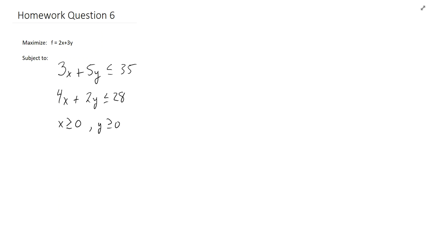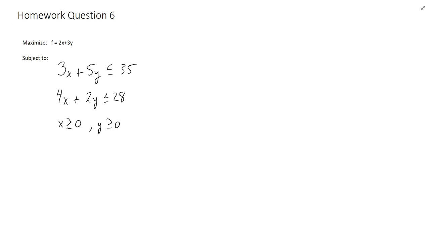Hey, welcome. We are looking at solving a linear programming problem using the simplex method, and our goal is to maximize f equals 2x plus 3y, subject to the constraints 3x plus 5y is less than or equal to 35, and 4x plus 2y is less than or equal to 28, x is greater than 0, and y is greater than 0, and we are using the simplex method to do so.